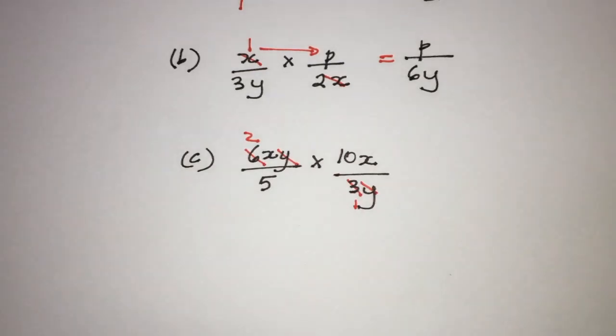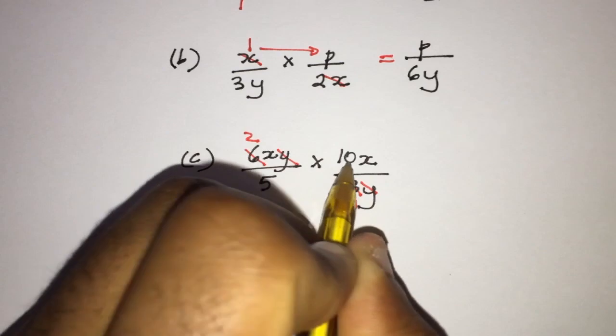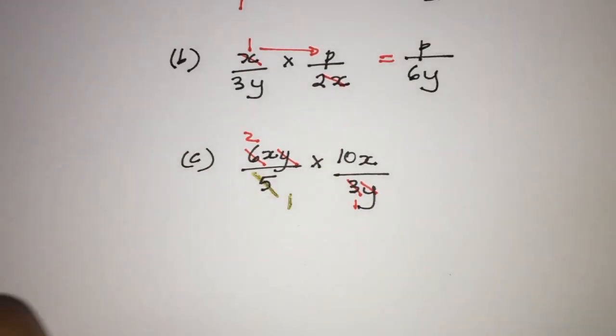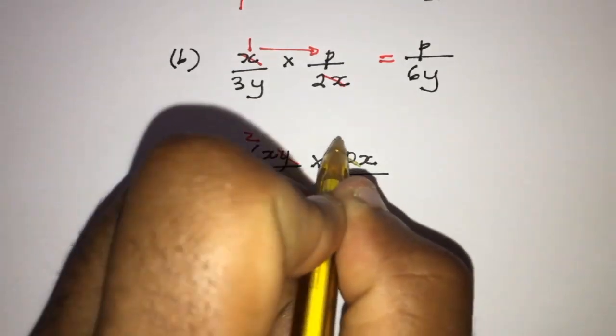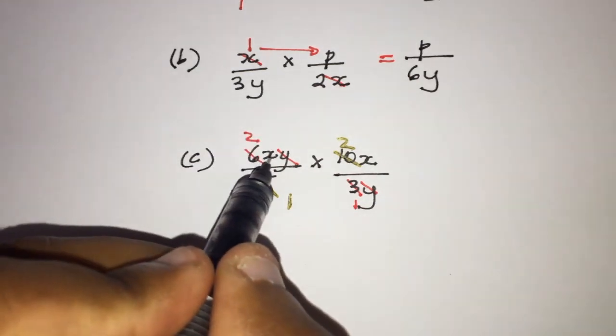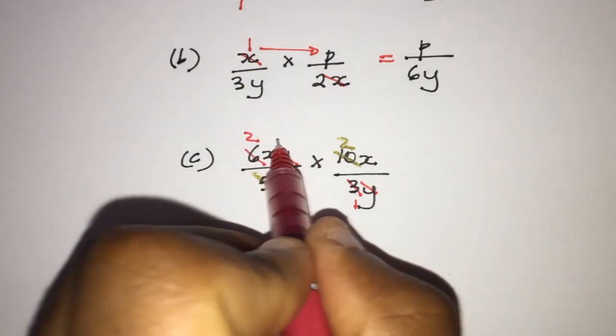But that's not all. Do you see something else? We have 5, because 5 can go into 5 and 5 can also go into 10. 5 into 5 goes 1 time, and 5 into 10 goes 2 times. Great. Is there anything else to cancel? No. We cannot cancel this x with this x because both of them are in the same positions. They're in the numerators. So what we will have to do now is to multiply across.